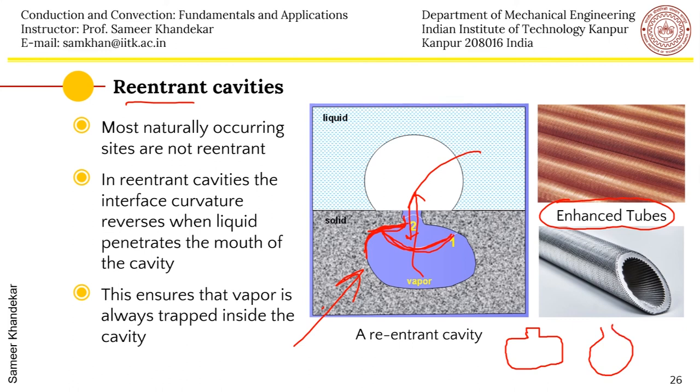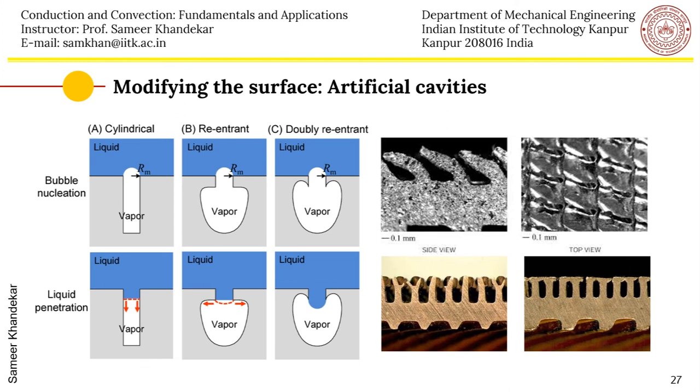When the liquid tries to penetrate, it is not able to penetrate inside because of the ink bottle shape of such cavities. They have a small opening at the top and a larger volume below it. And this can be done by mechanical swaging action, for example, as shown here. You can see that the top portion of these fins is mechanically deformed so as to form such cavities with a small mouth at the top, and now when the liquid starts penetrating inside, it forms a reverse meniscus here, and because of which the vapor gets trapped here, and this helps in further nucleation.